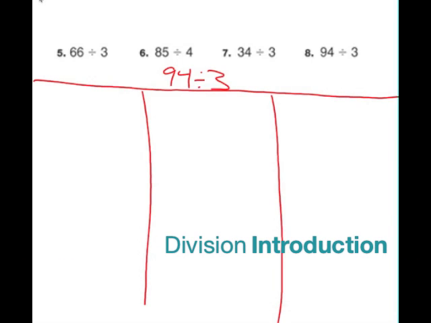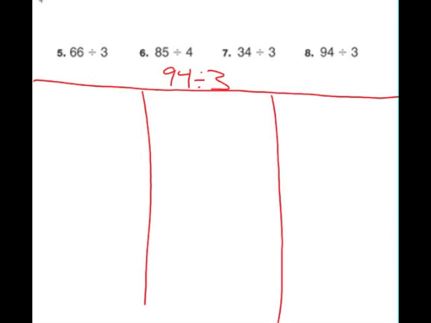We're looking at 94 divided by 3, and I'm going to show you 3 ways. The first way is going to be with sticks and dots. All right? So I need 9 sticks for 90. There's 1, 2, 3, 4, 5, 6, 7, 8, 9. And I need 4 dots for the 4 ones. 1, 2, 3, 4. All right?